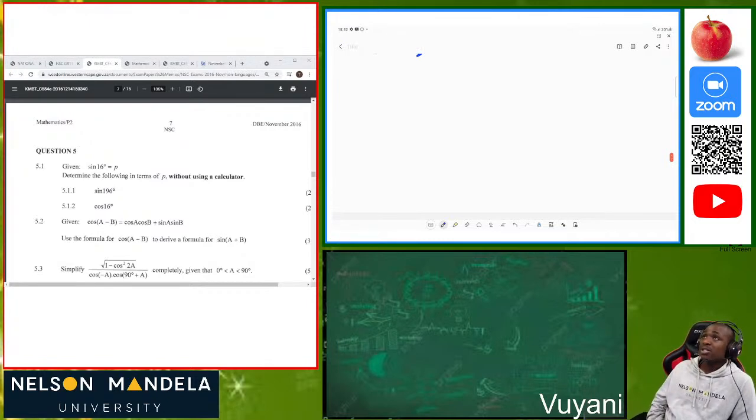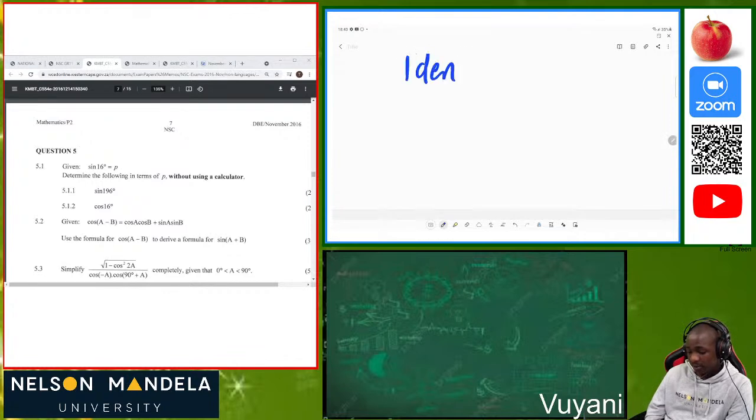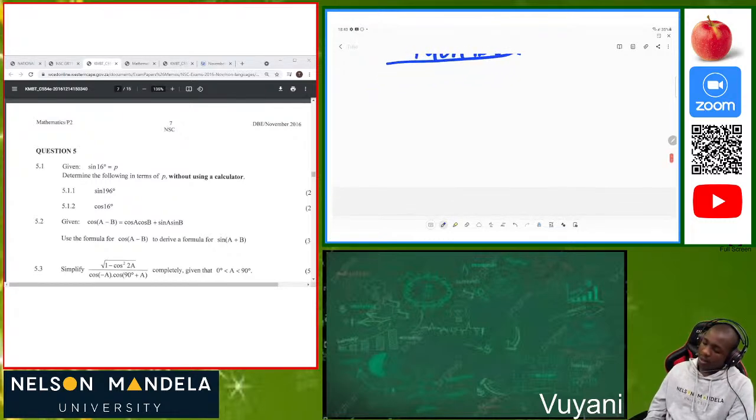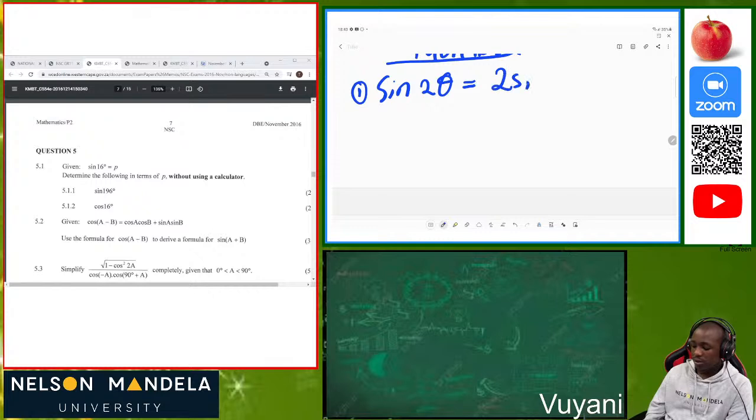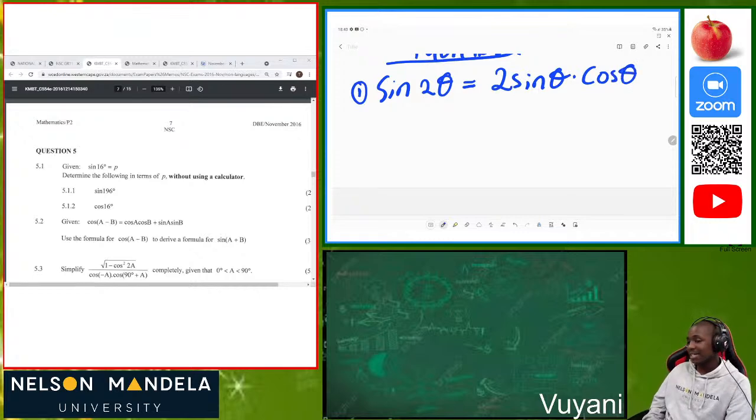Now, the other part which is essential in trigonometry in grade 12, you were taught about what we call double angles. They are identities. Remembering them, let me start with sine 2 theta, which is equivalent to 2 sine theta times cos theta. This is our double angles, double identities.